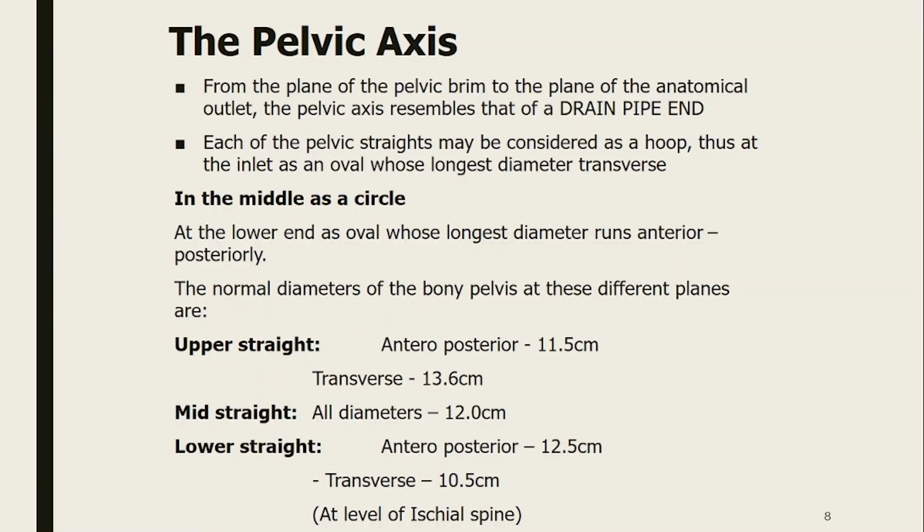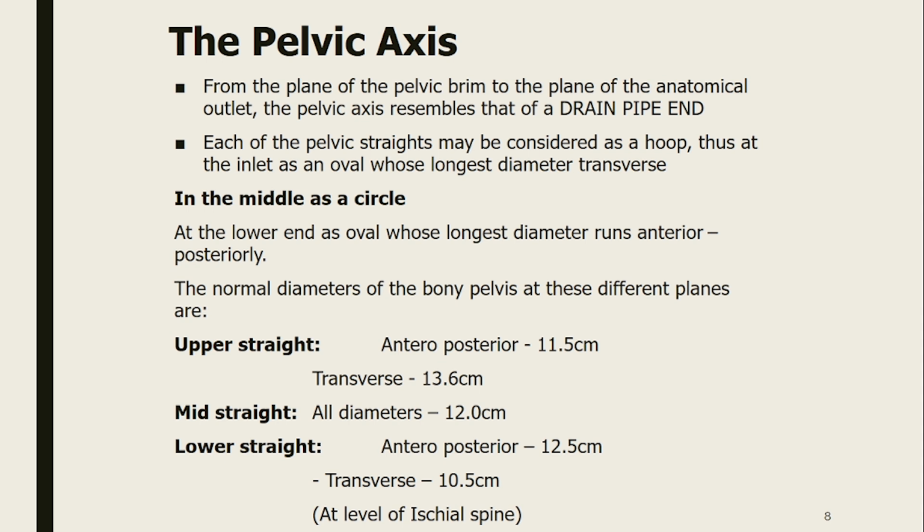From the plane of the pelvic brim to the plane of the anatomical outlets below, the pelvic axis resembles that of a drain pipe. You can look at it like a pipe going down. And it is round all over. Just looking at it, it's round, and in the middle it is a circle. At the lower end it has an oval whose longest diameter runs anterior-posteriorly.